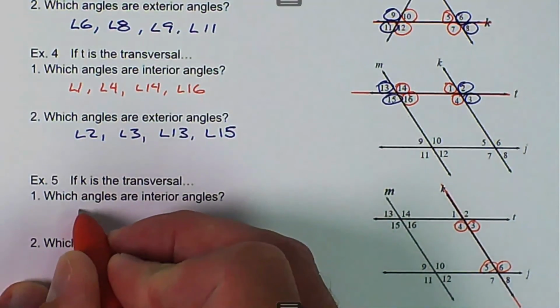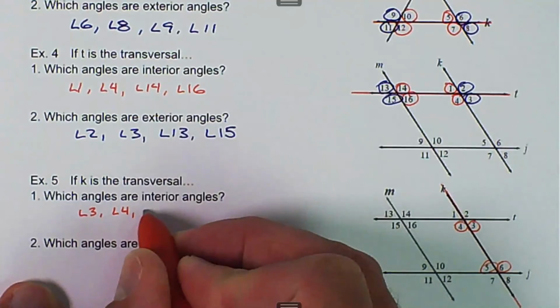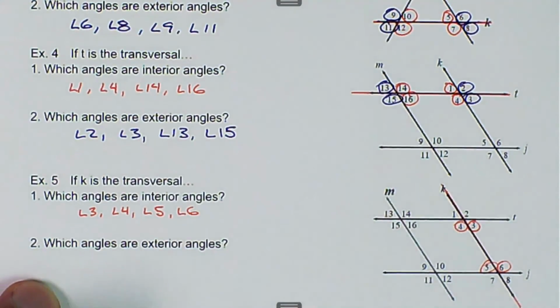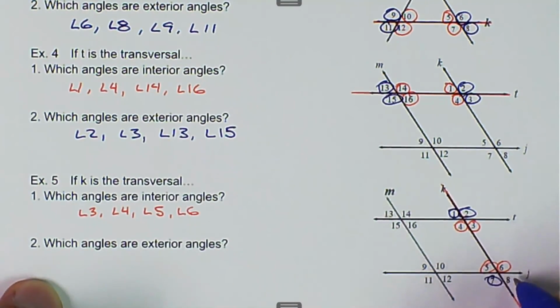So we have angle 3, angle 4, angle 5, and angle 6. And then which ones are exterior? 1, 2, 7, and 8.